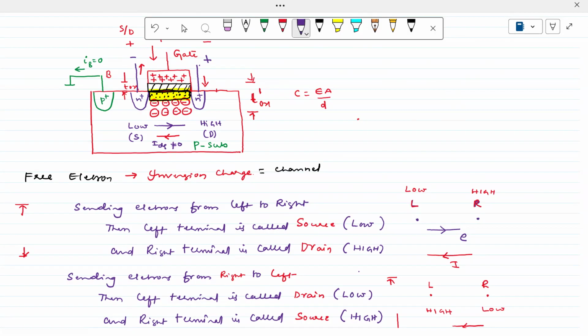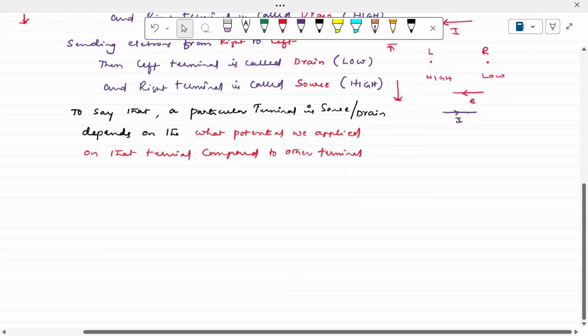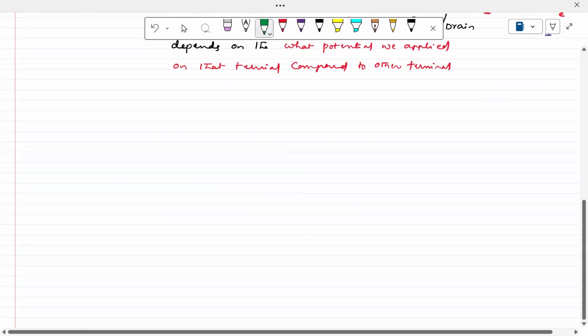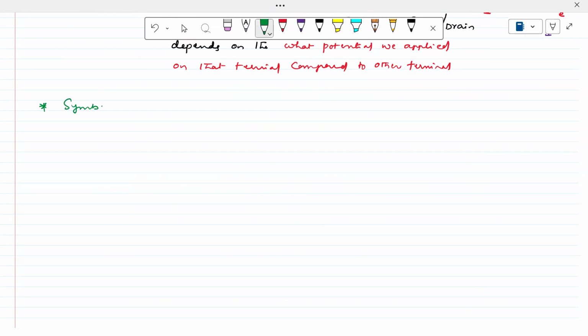Agreed? Right. So now let us consider one terminal, the symbolic representation of a MOSFET. Okay, symbol. So the symbol of N MOSFET.